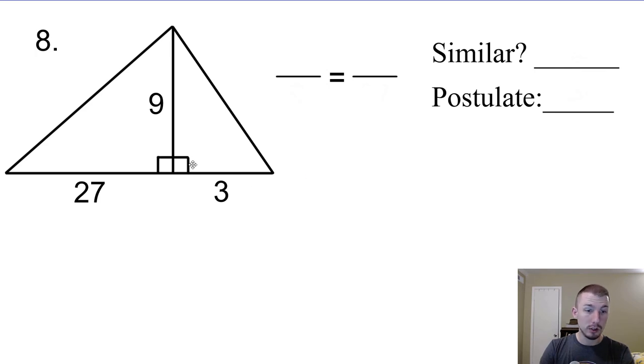Alright, next one. Angles are the same here. I see an angle. I don't see another angle. I don't see any parallel lines. So it's not like I can do alternate interior or vertical angles or anything like that. So this is going to be side angle side. It's the postulate we're using, right? So I got side angle side, side angle side.